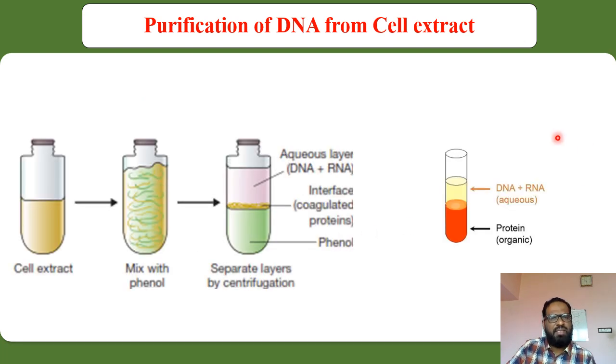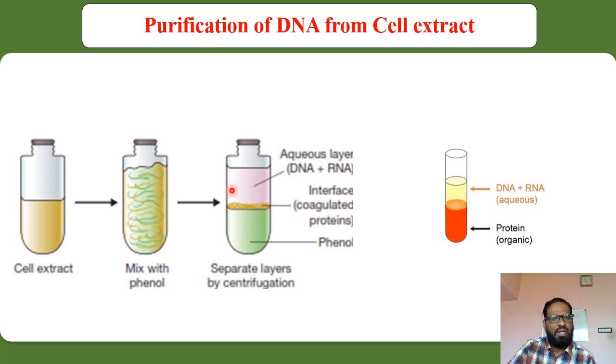And then this is the diagram of this particular thing. Here you can see that this is the cell extract we have, and then we mix this cell extract either with phenol or with phenol chloroform. Then we go for centrifugation, and once the centrifugation is done, we get two clear zones. Here you can see that this is the organic zone, where you will get the phenol and chloroform. And here you can see that there is an interface between these two liquids.